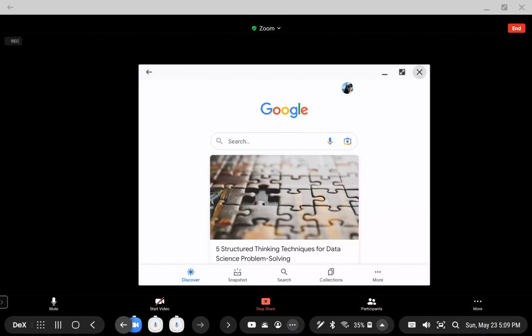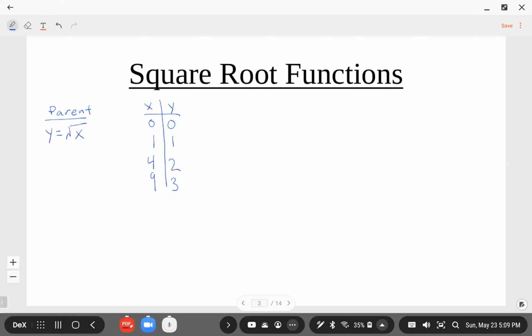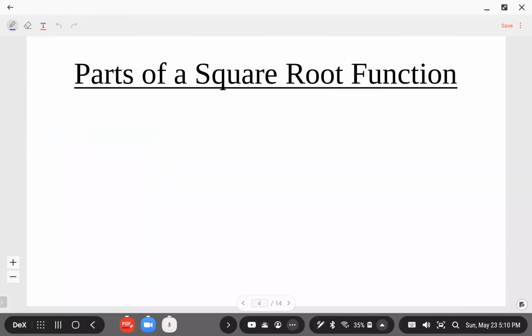Because square roots and stuff, they can, like exponents, okay, exponential functions and square root functions, all right, they can grow very fast one way and then grow very slowly the other way, usually like that. Okay, so now let's take a look at the parts of square root functions. Okay, parts of a square root function.